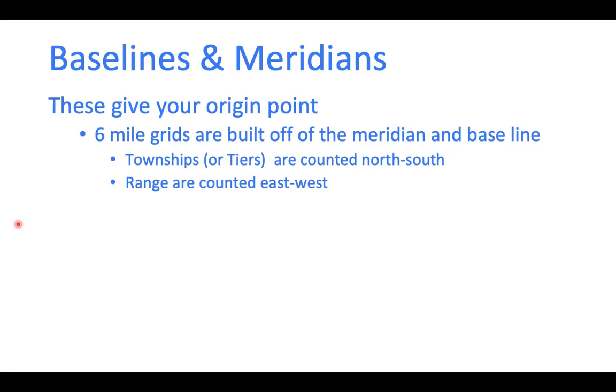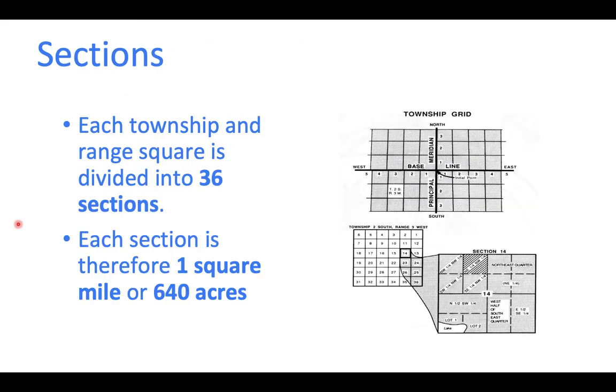The grid squares, as we count them up or down, so north or south from that baseline, we refer to those as townships, as we go up. Or sometimes tier is a term that's also used. I use township because that's what I learned, and that's kind of the more standard one here. So the townships are counted north-south, and then as we count east or west from that meridian, we call that range.